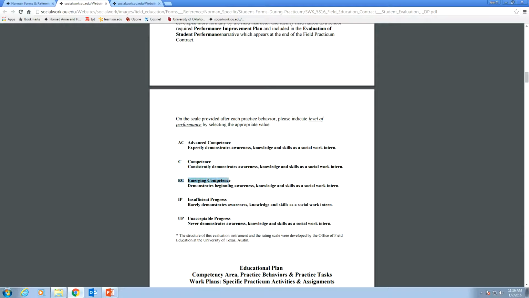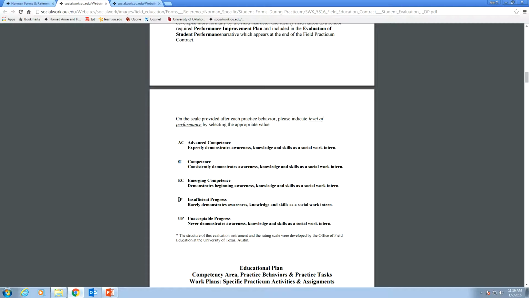EC, emerging competence, where many of our students are at the beginning of practicum, is defined as the demonstration of beginning awareness and skills. So the emerging competence, the EC rating, and the C rating are most common for students overall. Let me reinforce the point that this is not an overall rating for them. However, the rating scale is used for each of the 13 competencies throughout the contract.